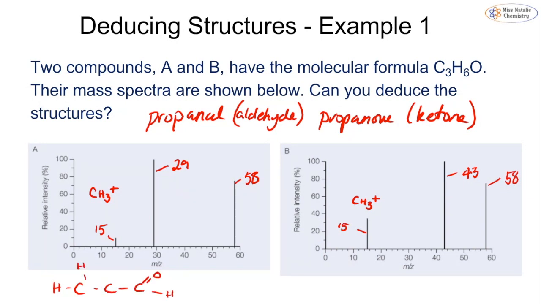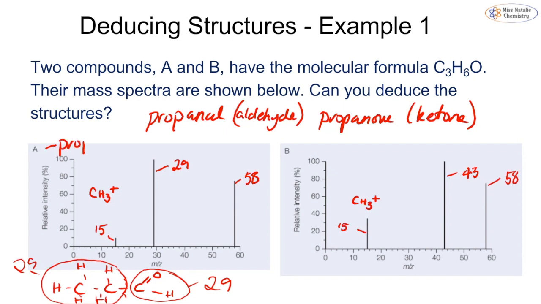like this. And what we see here is we have this bond breaking and we end up with this fragment here and this fragment here, both of which are 29. So that must mean that A is propanal. Now we can confirm this by looking at the peaks for part B.